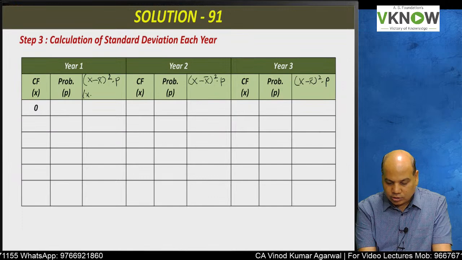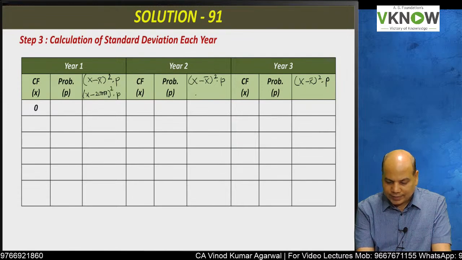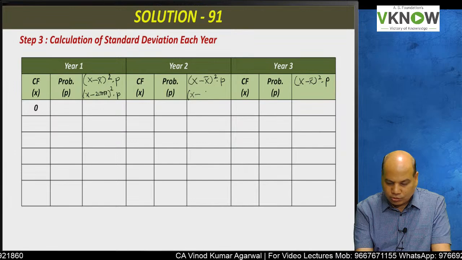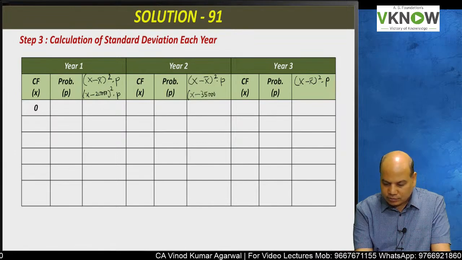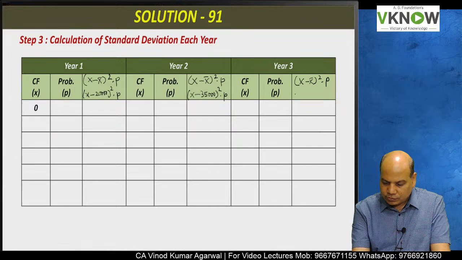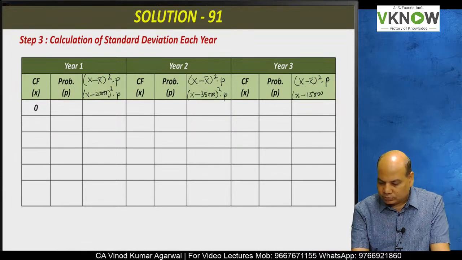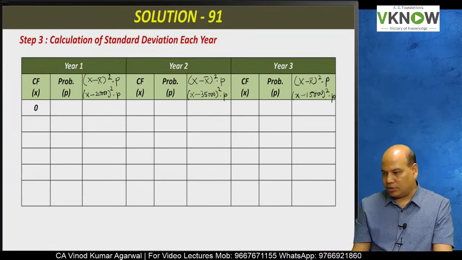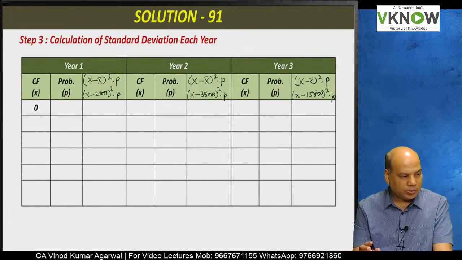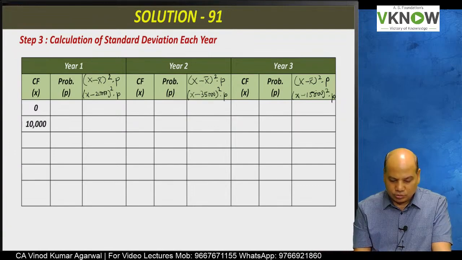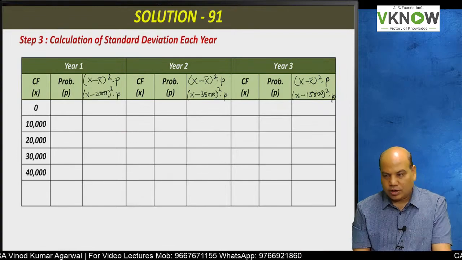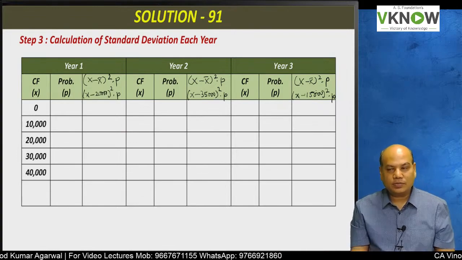If you want, you can also write: first year expected cash flow was 20,000, second year expected cash flow was 35,000, third year expected cash flow was 15,000. This will help you ensure you don't make mistakes. Now we are going to compute the standard deviation for year 1.